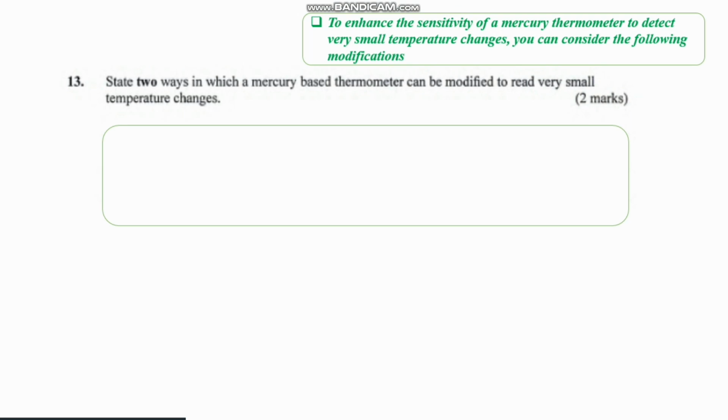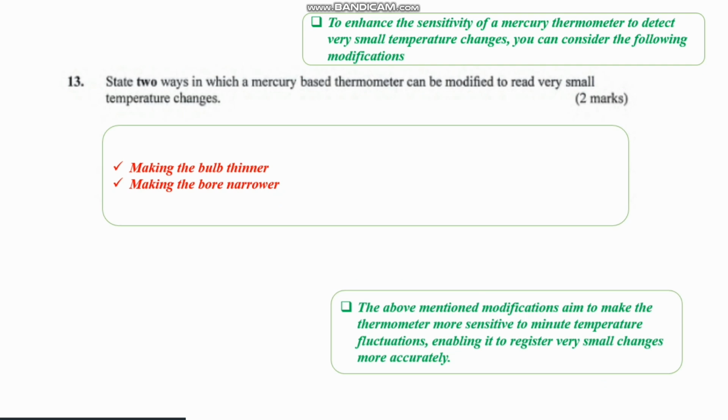These are the answers. To enhance the sensitivity of a mercury thermometer to detect very small temperature changes, you can consider the following modifications. One of the modifications is making the bulb thinner. Remember, a mercury thermometer is using a bulb, so you make the bulb thinner so that it can be sensitive to small temperature changes. The next one is making the bore narrower. The above mentioned modifications aim to make the thermometer more sensitive to minute temperature fluctuations, enabling it to register very small changes more accurately.